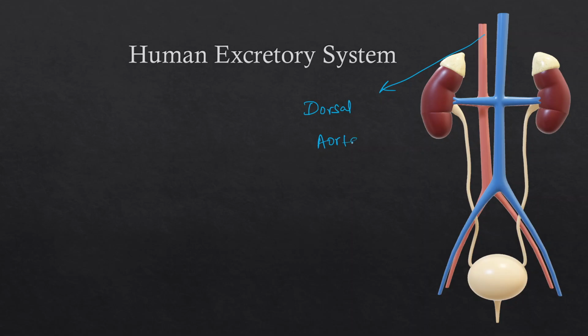You'll be learning all these branches of aorta in your MBBS first year only. What is this? This is your vena cava. Which vena cava? Inferior vena cava. Yes, inferior vena cava. What is this? Kidney.